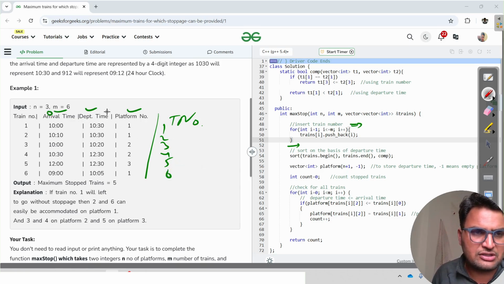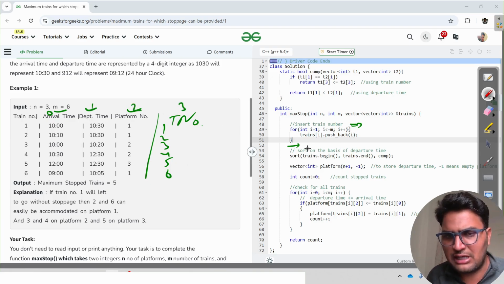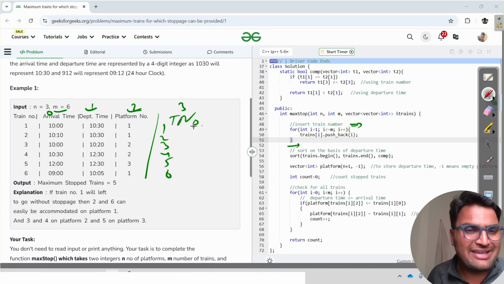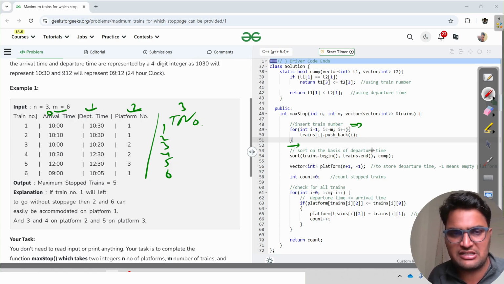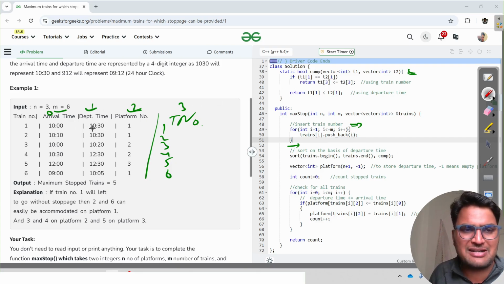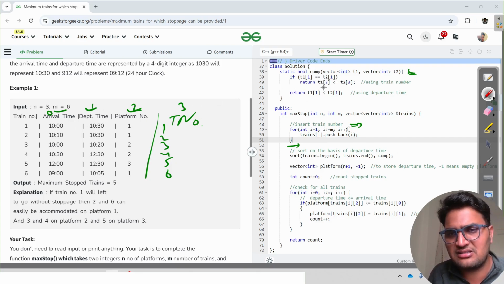And the index would be, this is 0, this is 1, this is 2, this is 3. Now why am I pushing this train number into the data? Because I am sorting the train data on the basis of the departure time. But in case the departure time is the same, see here I have implemented this compare function. T1 of 1 means the departure time, equals T2 of departure time. If both departure times are the same, then just consider the third index, which is the train number, right.